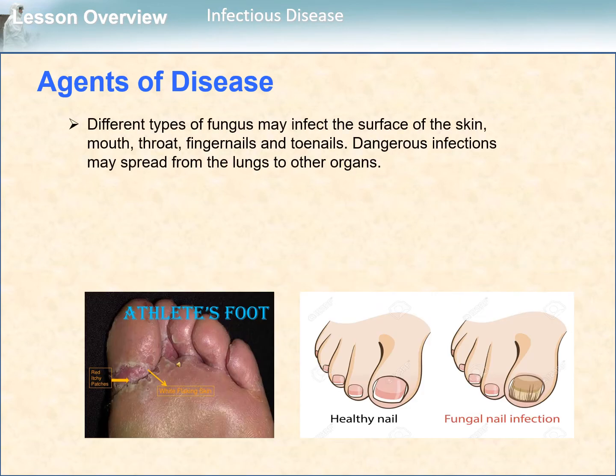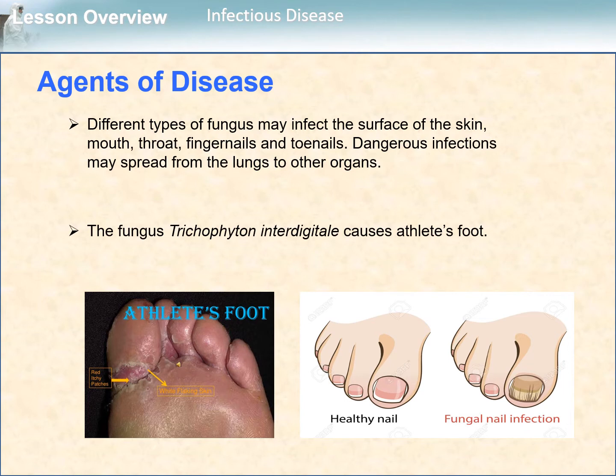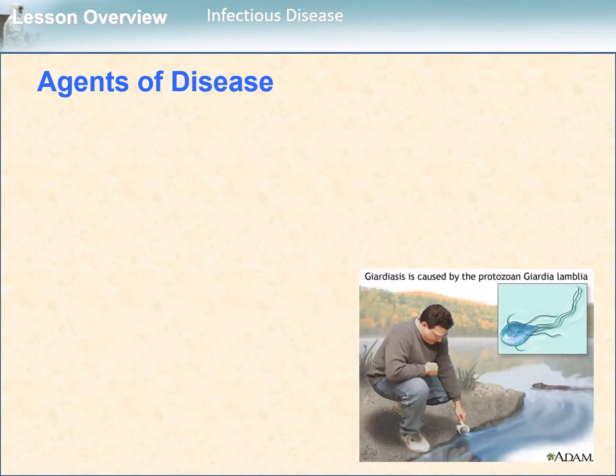Another type of agent of disease are fungi. Different types of fungus may infect the surface of the skin, mouth, throat, fingernails, and toenails. Dangerous infections may spread from the lungs to other organs. The fungus Trichophyton interdigitale causes athlete's foot, which is found in the picture. And you have there also a picture of a healthy nail and one with a fungal nail infection.